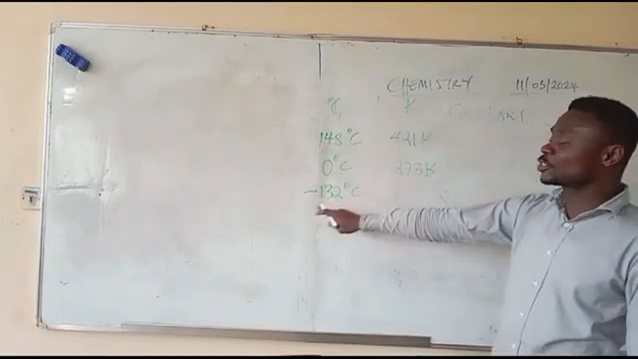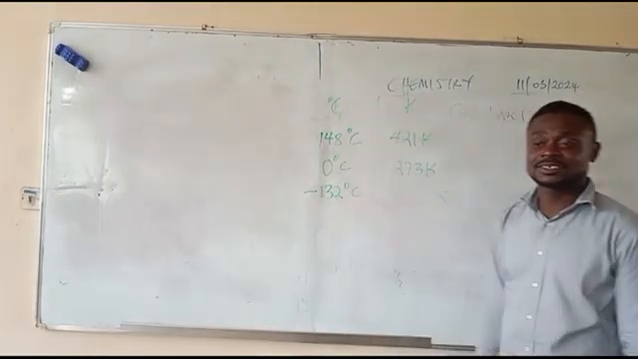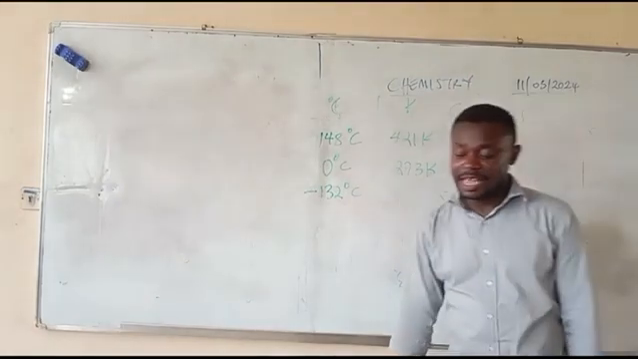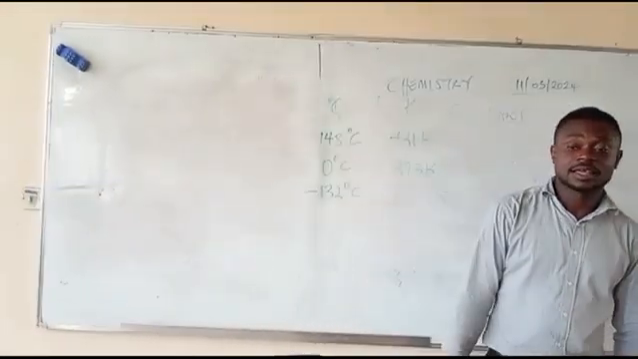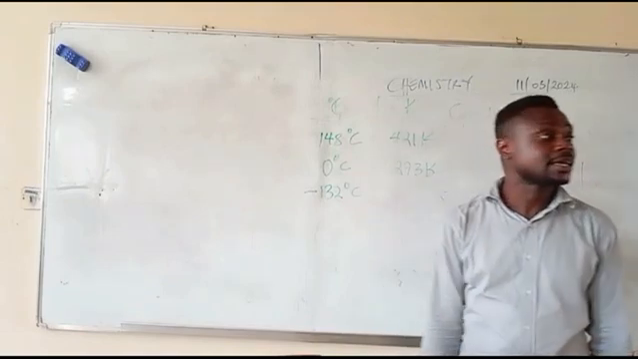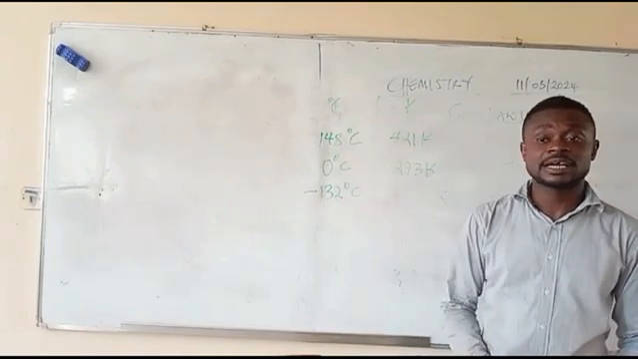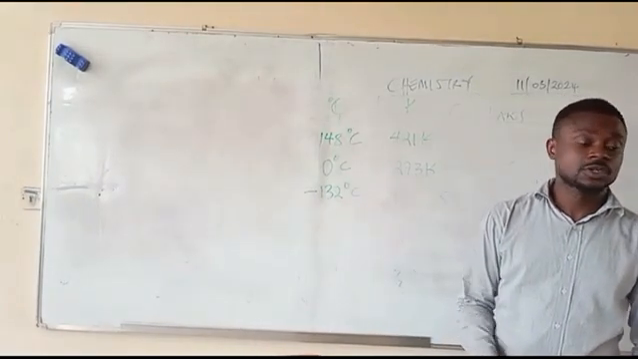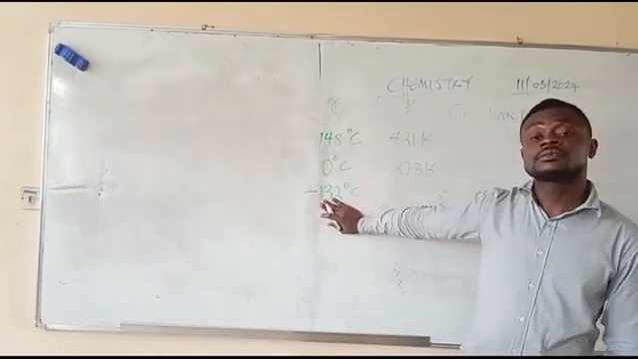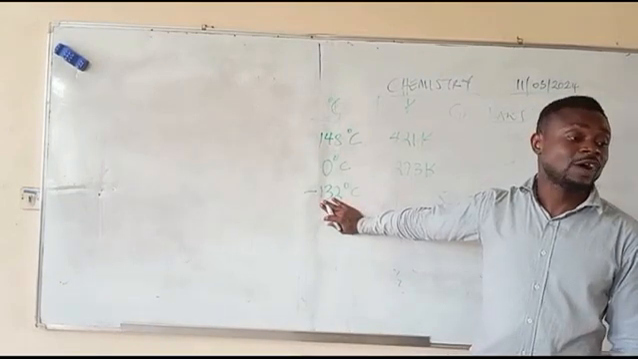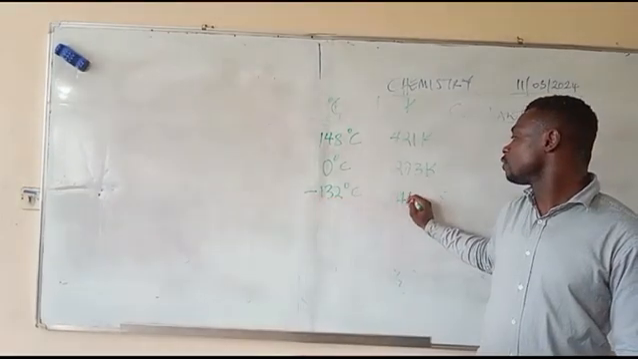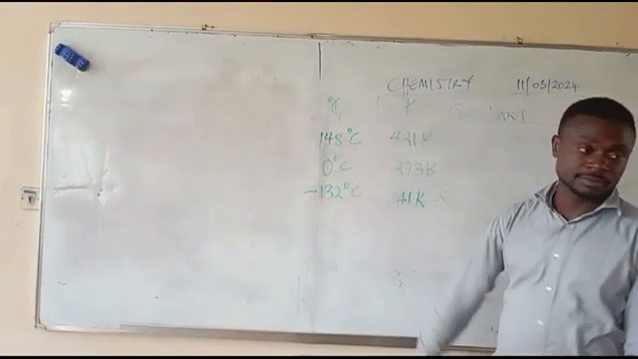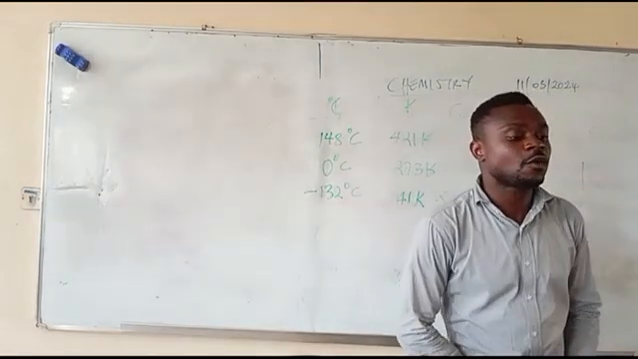Okay, what about -132 degrees Celsius? Any opposing answer? Just add 273 to -132. You have 141 Kelvin.